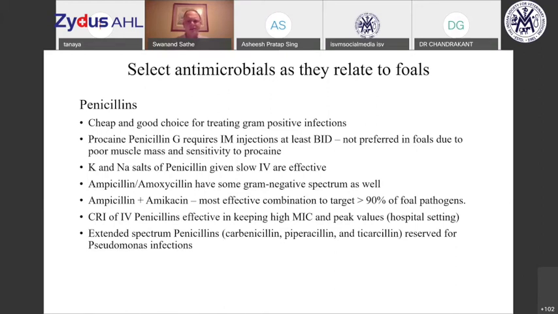Extended spectrum penicillins are reserved only for pseudomonas infections, like carbenicillin, ticarcillin, and piperacillin. I've used carbenicillin maybe once in my life on a confirmed pseudomonas case. Again, these antibiotics are not very commonly used, and hence I'm not going to discuss them too much in detail.